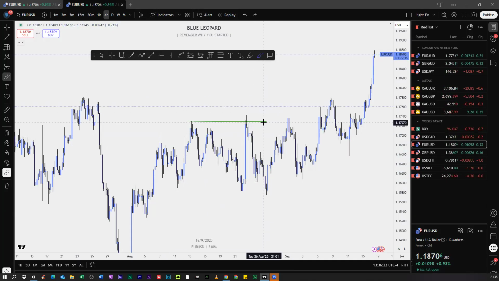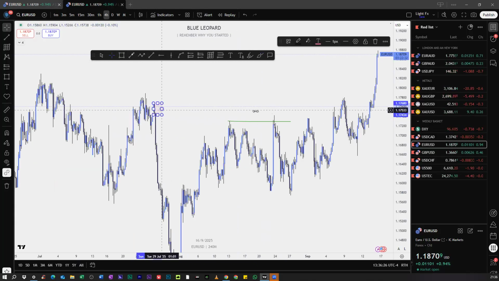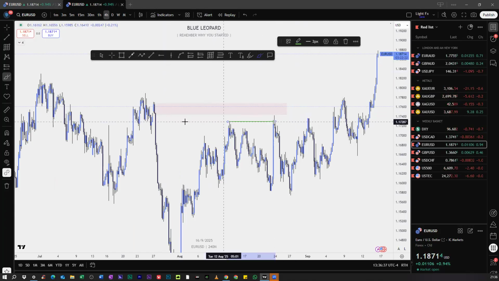Okay? Remember also, a supply zone like this is stronger when there is liquidity below it. What does that mean? It means when price takes out this liquidity, it will have to stop somewhere. It will always stop at a supply zone or a demand zone. Look at this one. You see this liquidity swept here?